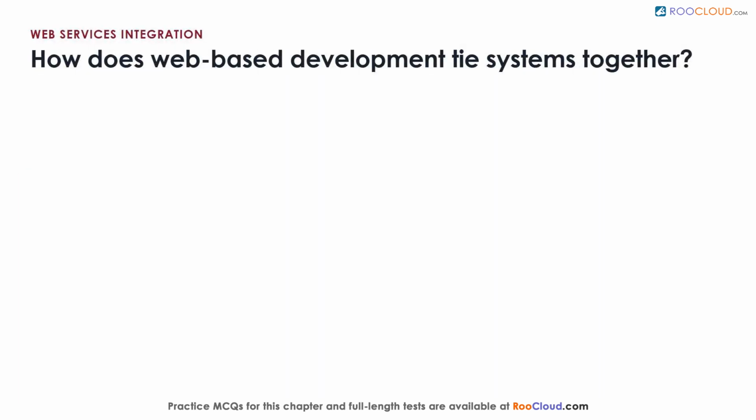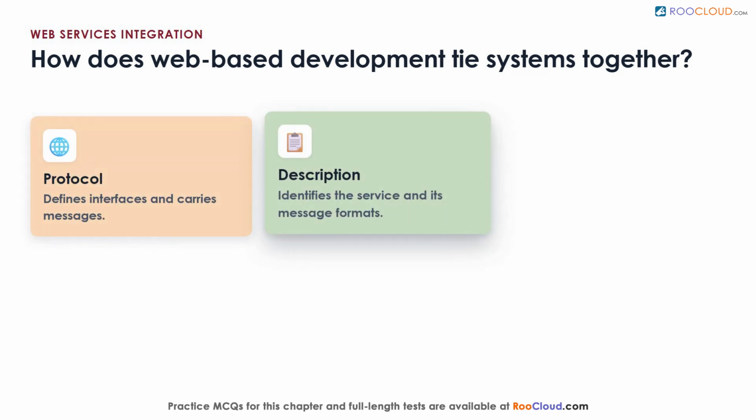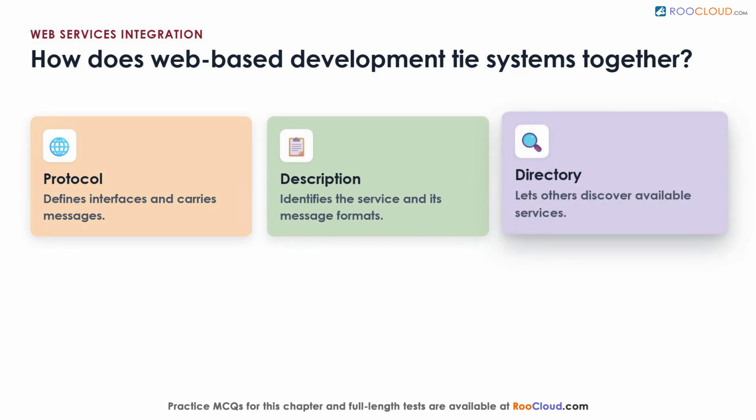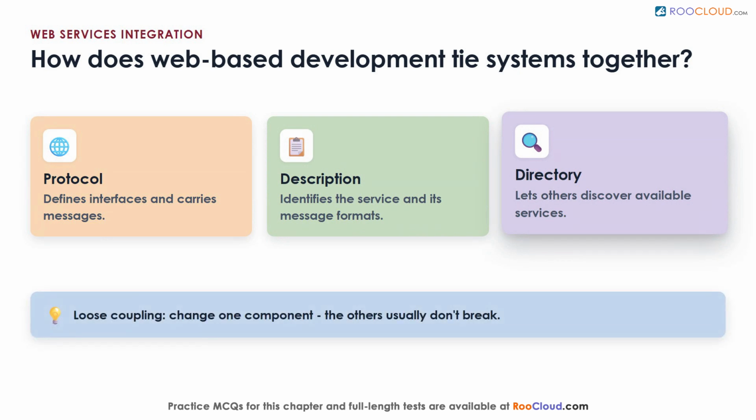How does web-based development tie systems together? It standardizes how code modules integrate across platforms. It leans on a markup language to describe data. 3 pieces work together here. One protocol defines the interfaces and carries the messages. One description language identifies the service and its message formats. And one directory lets others discover available services. The big win is loose coupling. Change one component and the others usually don't break.